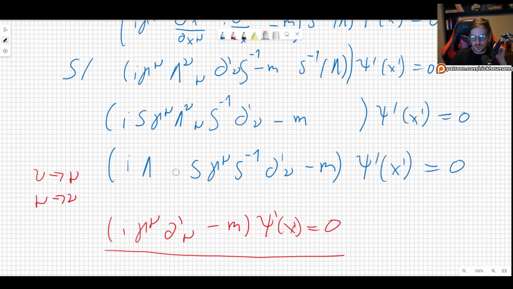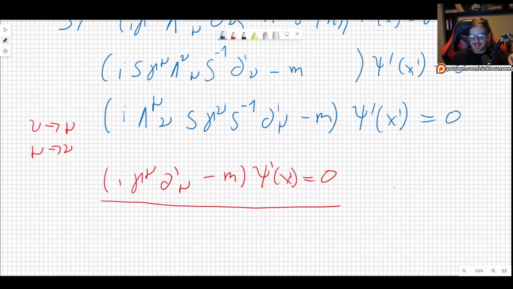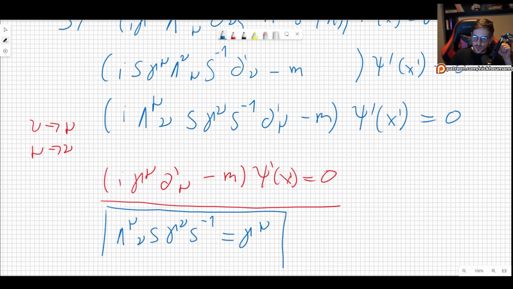So this would be mu nu, and I'm only doing this so that it looks like what we have down there. This here would be nu, and this here would be mu. I'm just doing this so that it is very obvious what we are doing. And now if we compare these two equations, we can see that in order for them to be the same, we need that lambda mu nu S gamma nu S to the minus 1 to be equal to gamma mu. If that is true, then this means that our Dirac equation is indeed covariant.